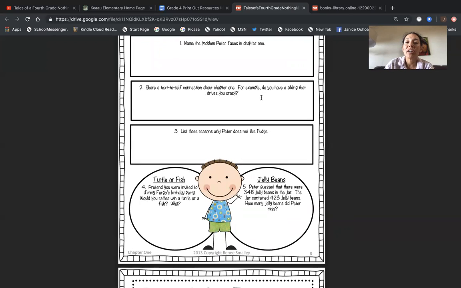Number 2, share a text-to-self connection about chapter 1. For example, do you have a sibling that drives you crazy? So Mrs. Blaber can totally share a text-to-self connection right now. I used to own a turtle. I forgot where I got the turtle from, but I used to take the turtle out for walks. And then one day when I took the turtle out for a walk, I lost it. Like really, I lost it. I couldn't find it. I know that's such a sad story, sorry. But I used to have a turtle.